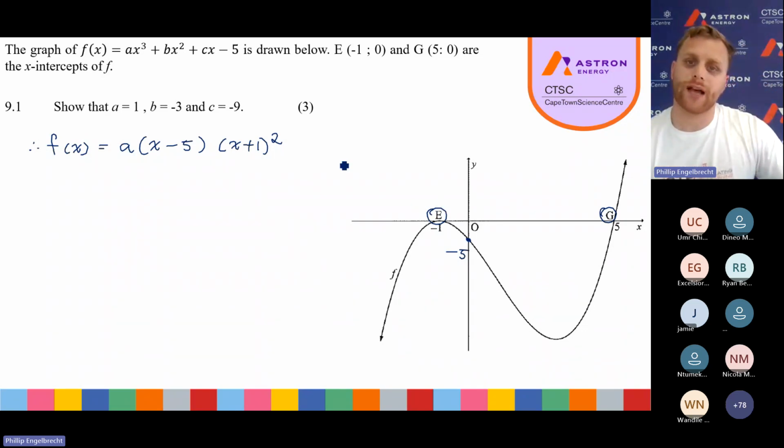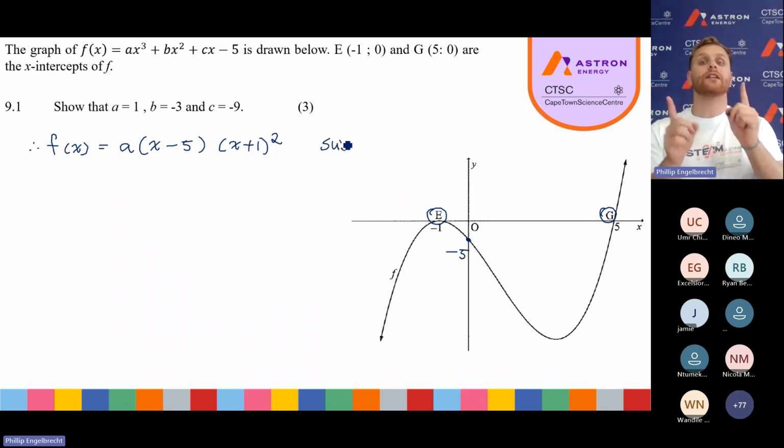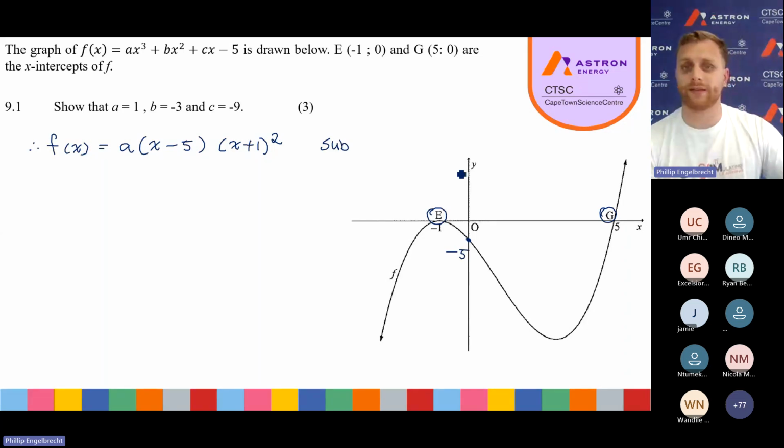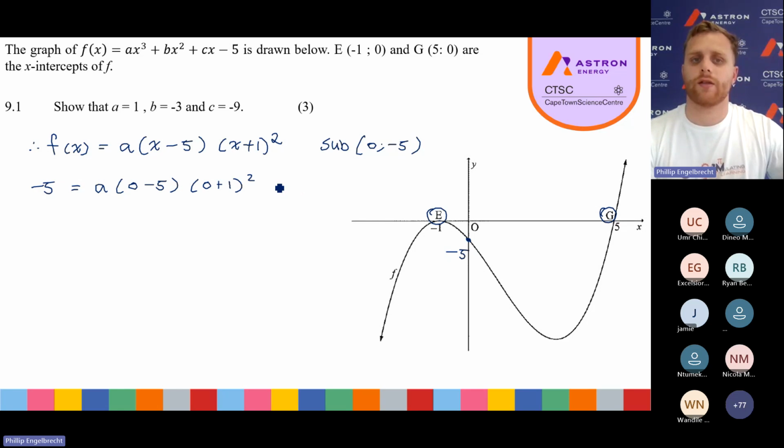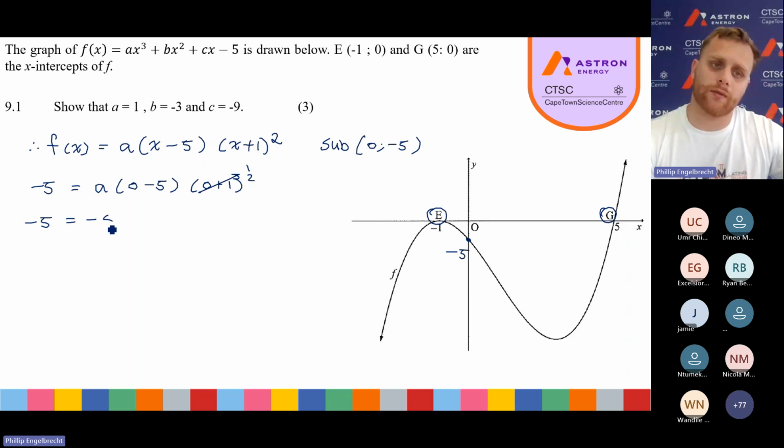So what I'm going to do is substitute any other point that is not the x-intercept. If you substitute the x-intercept, you're going to make a big mess up. It's going to give you naught on both sides. Substitute any other point that is not on the x-intercept. So I'm going to substitute the y-intercept, which is 0 and -5. So I get that -5 is equal to a times 0 minus 5 times 0 plus 1 squared. This is just 1, 0 plus 1 squared. So therefore, I get that -5 is equal to -5a. So therefore, a is equal to 1.